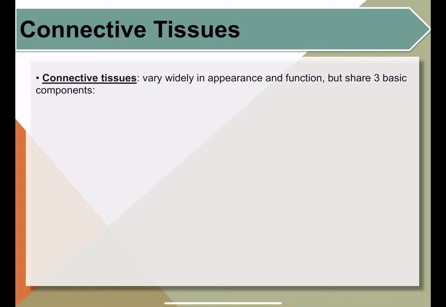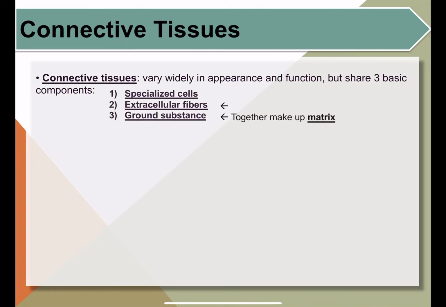But they do share three basic components. They all have their own type of specialized cells, including some sort of extracellular fibers, and it is surrounded by what's called a ground substance. The fibers and the ground substance together is what makes up the matrix of the connective tissue. Okay, so make sure you remember the three basic components of the different types of connective tissue.